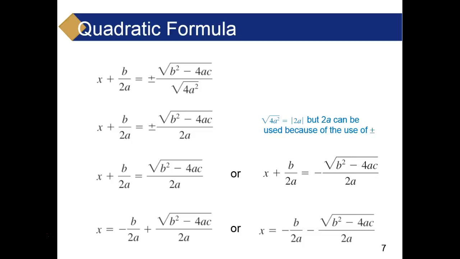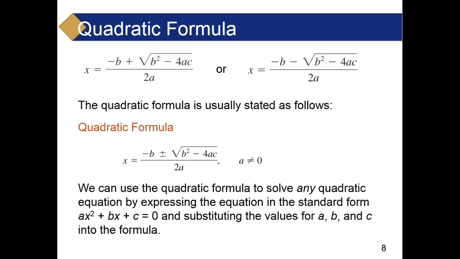Anyway, subtract the b over 2a from both sides of both equations, and that gives you minus b plus or minus, and this is how I usually write it: minus b plus or minus the square root of b squared minus 4ac, all under this radical, over 2a, as long as a is not equal to 0. Now, the point is, once you know this, and write it down, bring it with you to the test, you can use it for any standard form of a quadratic equation. No matter what the a, b, and c is, plug them in, and you've got your answer.